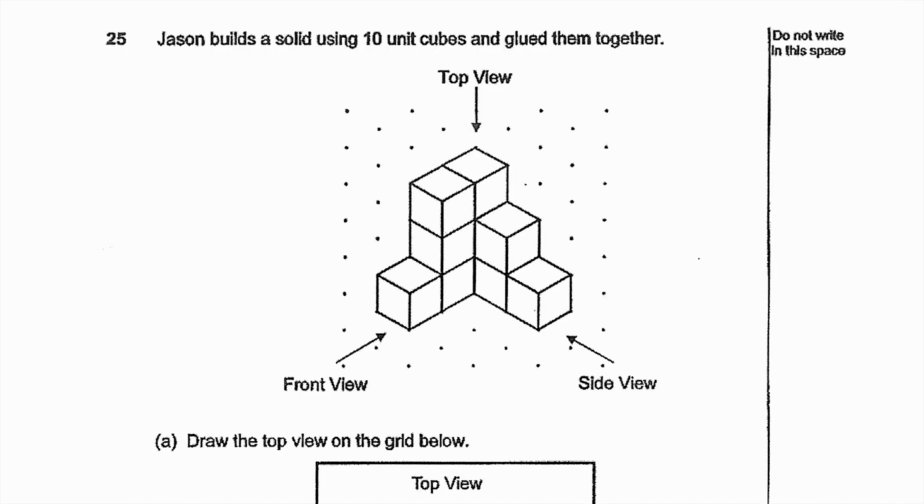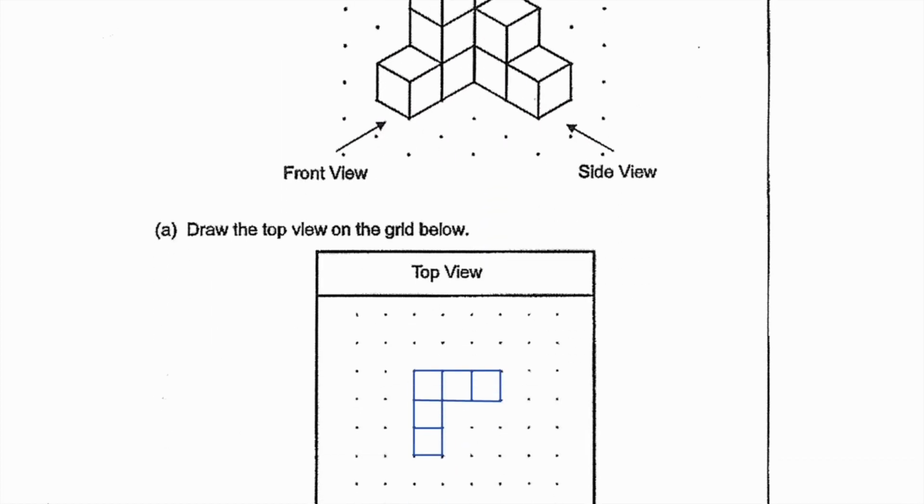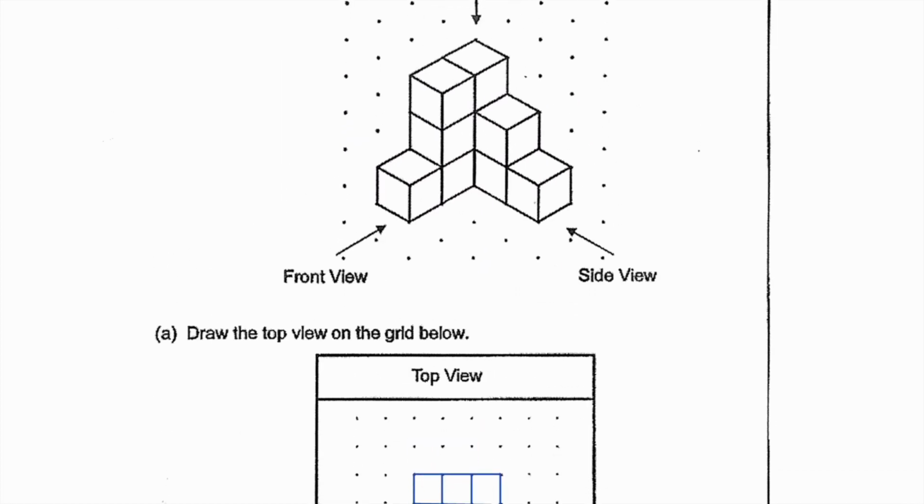Jason built a solid using 10 cubes glued together. 10 cubes, so 1, 2, 3, 4, 5, 6, 7, 8, 9, 10. Okay, so draw the top view. Pay attention to the top view. That's basically 1, 2, 3, 1, 2. So it's like an L shape, isn't it? 1, 2, 3, 1, 2. This is the top view.